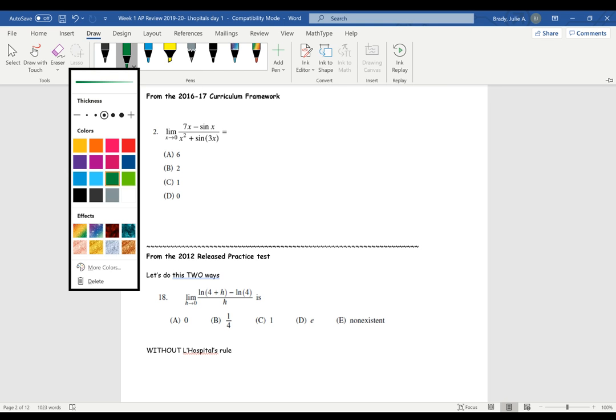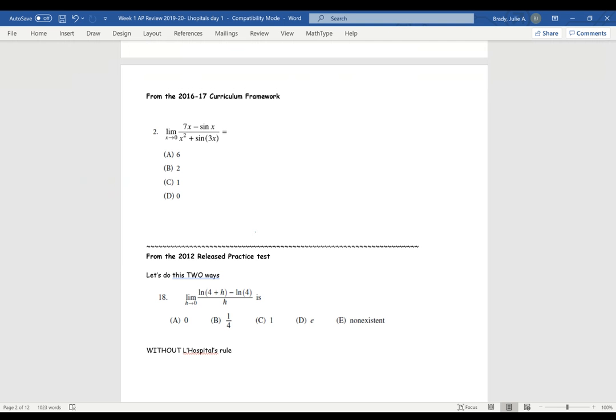Hello. Okay, so let's look at these two. When you see a problem like this, you're like, oh, let's check to see if we can use L'Hopital's. That's always kind of the process. You're like, I can't do anything algebraically. I'm going to check if I can use L'Hopital's.